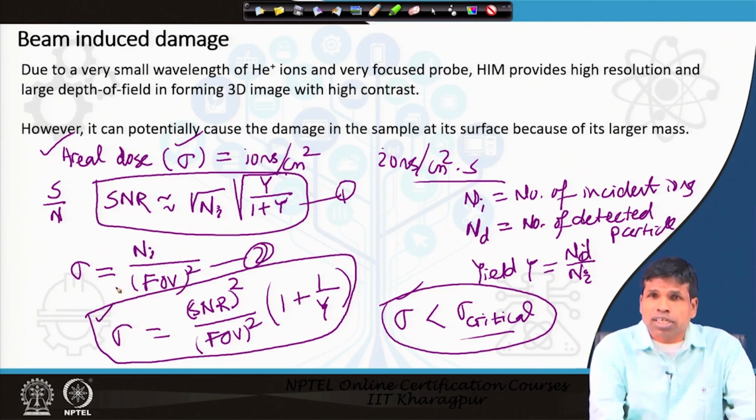But for other cases where we want to see the information of the specimen surface, the very surface of the specimen, then this ion dose should be as low as possible.